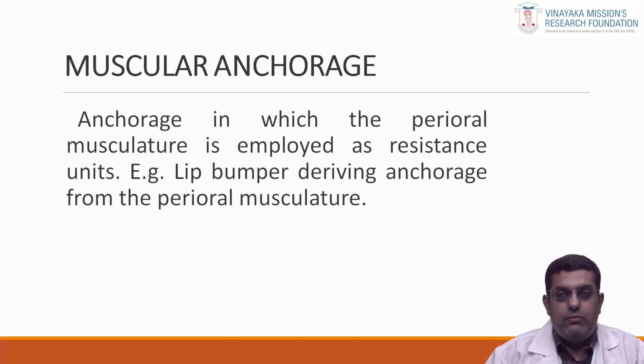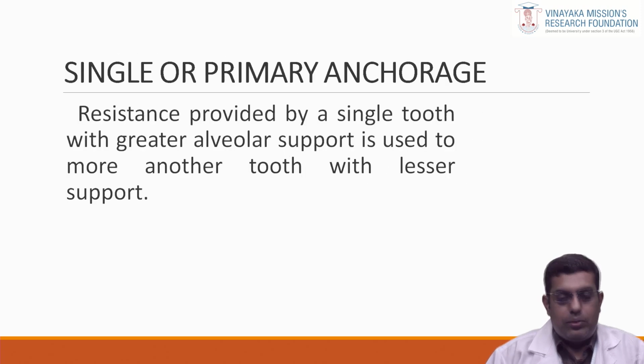In this case, we can give an example of a lip bumper where the anchorage is derived from the perioral musculature in order to produce either a distal movement of the lower molars, or to correct any unwanted abnormal muscular force which is impairing the tooth movement, especially in the lower anteriors. In such cases, you can effectively use these muscular anchorages either to correct the tooth movement, or also to prevent unwanted tooth movement.